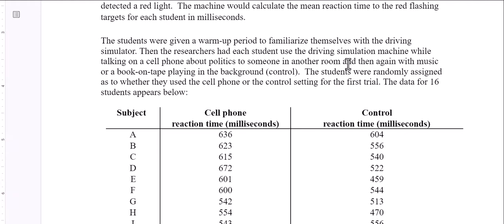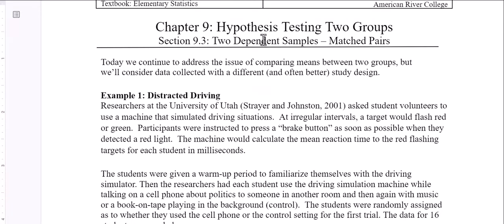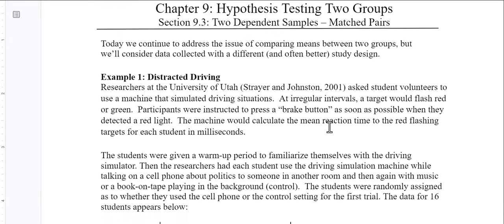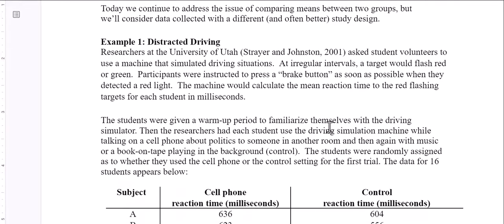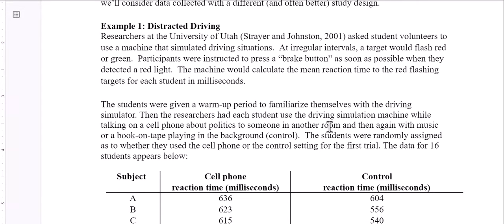So the reason that this is matched pairs and dependent samples is because we're using the same group of students. The same subjects are in the treatment group and in the control group. It's just that the first time they might do the control group, right, just use the driving simulator while listening to music, and then they'll do it again while they're talking on a cell phone. And others might do it backwards.